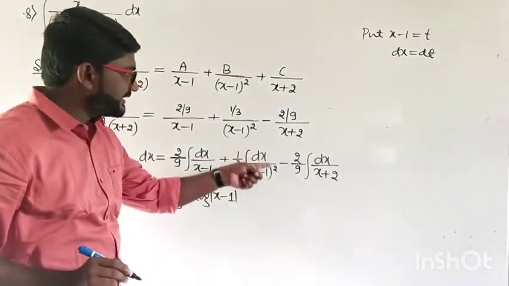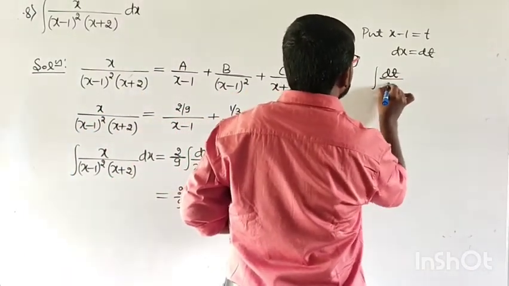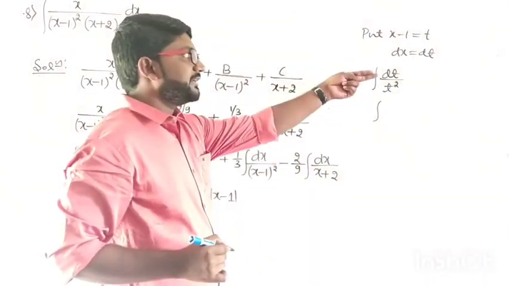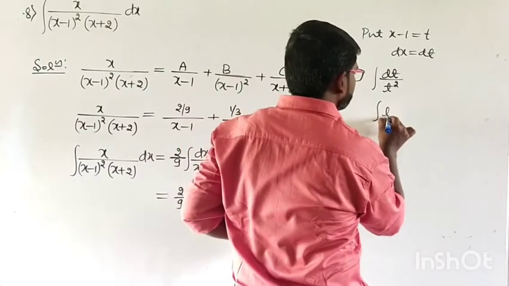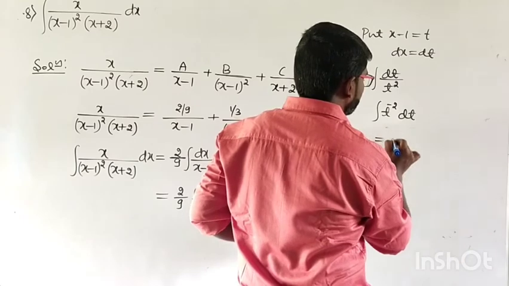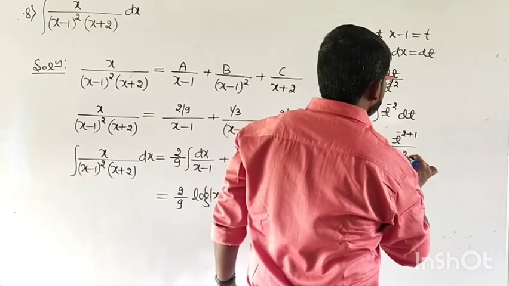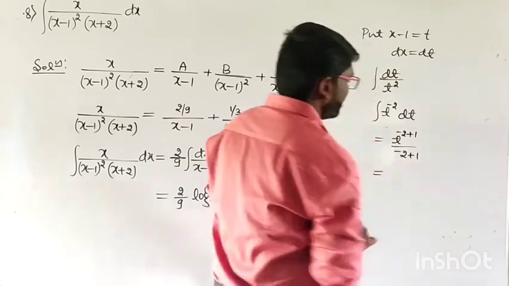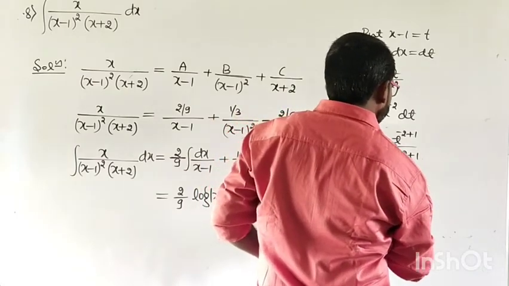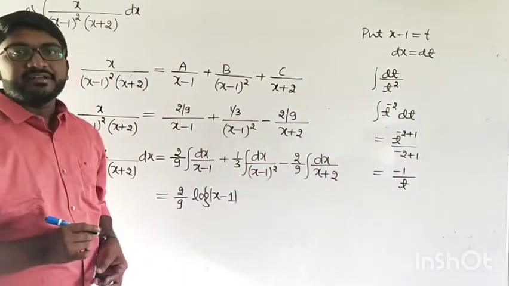So rewrite this integral now. It becomes integration dt by t square. Then take t square to the numerator, it becomes t raised to minus 2 dt. Then what is the integration of t raised to minus 2? t raised to minus 2 plus 1 divided by minus 2 plus 1. Now minus 2 plus 1 is nothing but minus 1. So this can be written as minus 1 divided by t. What is t? It is x minus 1.